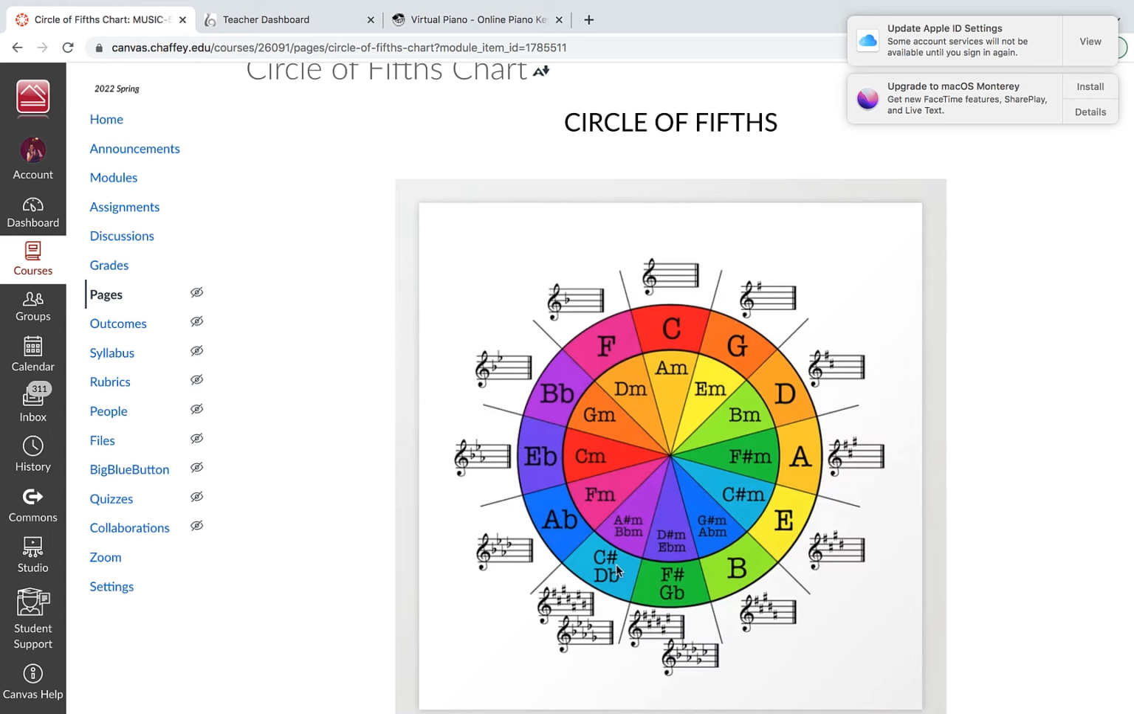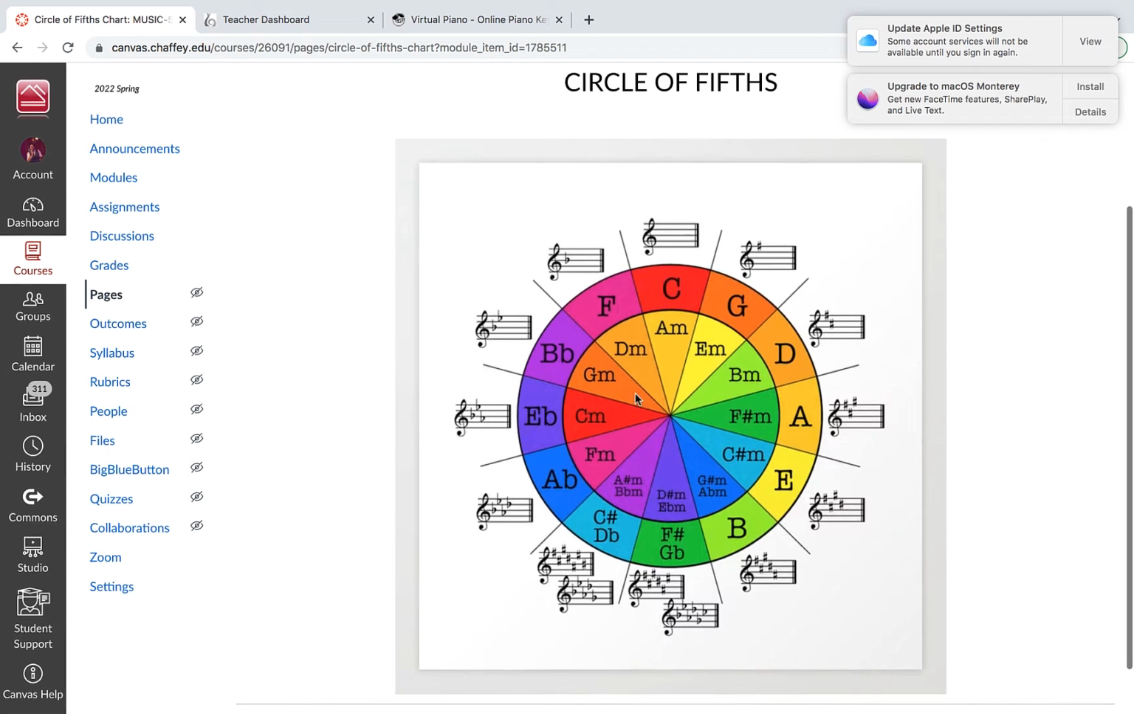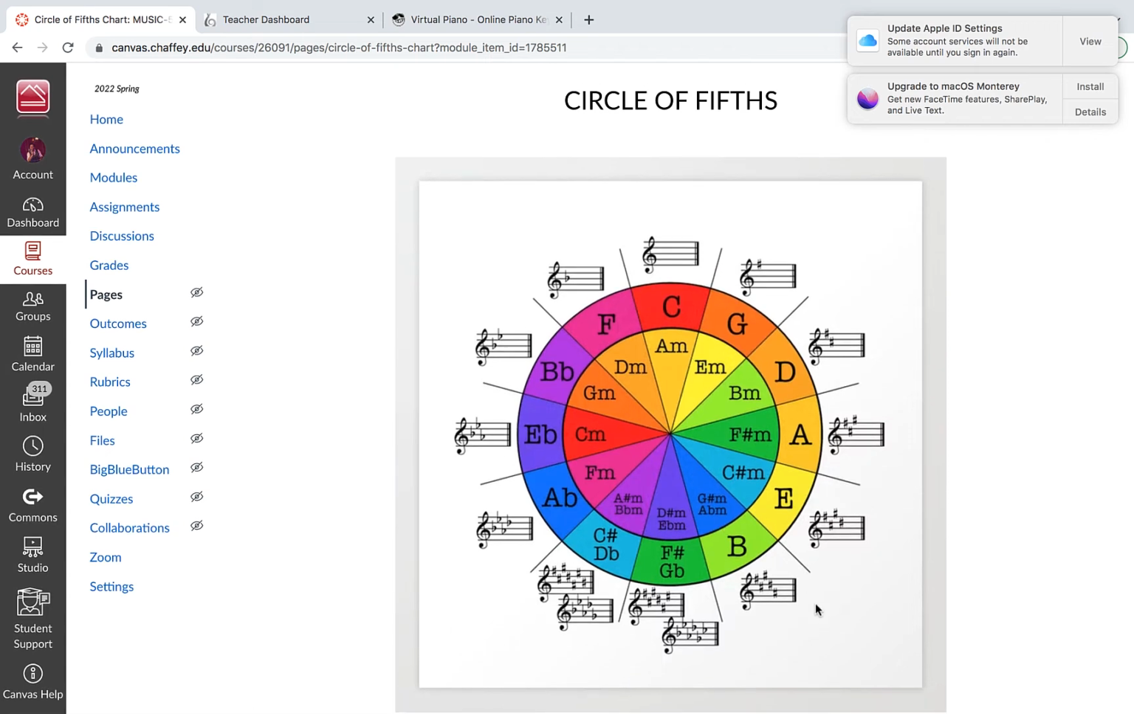But here's the deal. Pretty much after 7 sharps, it becomes increasingly more difficult as you add sharp, sharp, sharp, in terms of reading. Let's just say the music becomes almost illegible with all those sharps. So instead of keeping on going, adding sharps, we go this way on the circle, and we add flats.